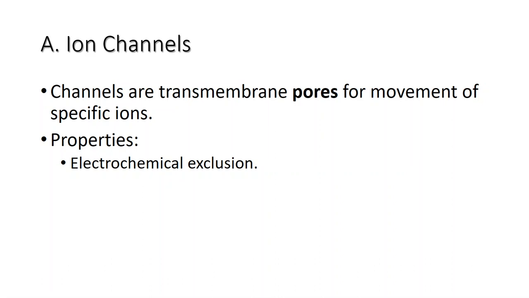Channels for cations will have negatively charged side chains in the pore, and channels for anions will have positively charged side chains in the pore. Ion channels can also be specified by the diameter of the pore. This is called size exclusion.